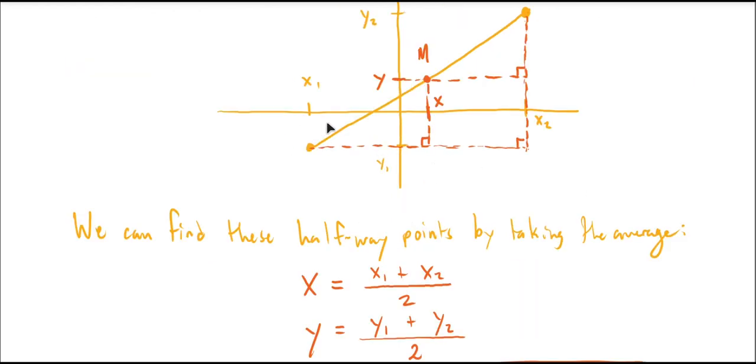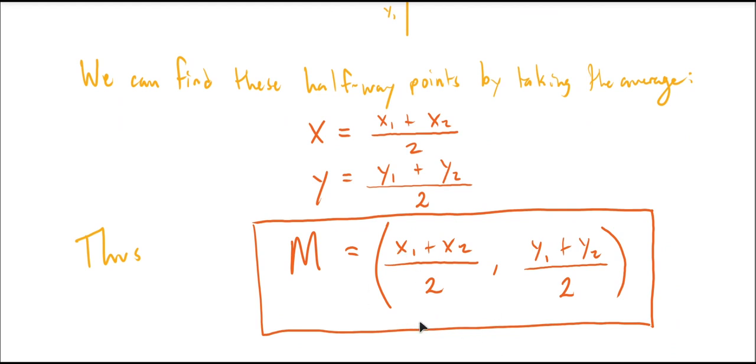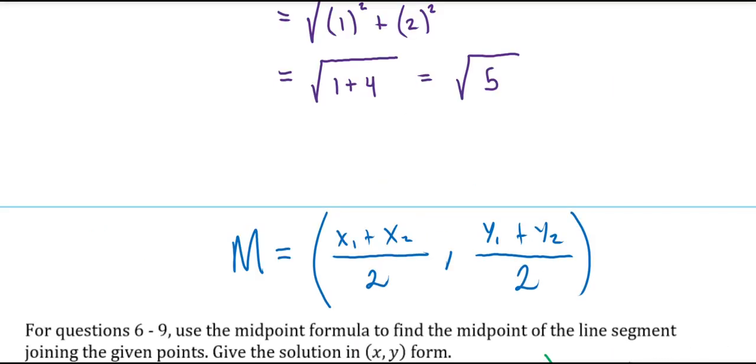Now, how do we find what's halfway between the x's and halfway between the y's? There are a few different ways, but here's an easy one. We just take their average. This will give us their middle point, and that tells me the coordinates of M. M will be at the coordinate (x1 plus x2)/2, (y1 plus y2)/2. Let's now practice using the midpoint formula.